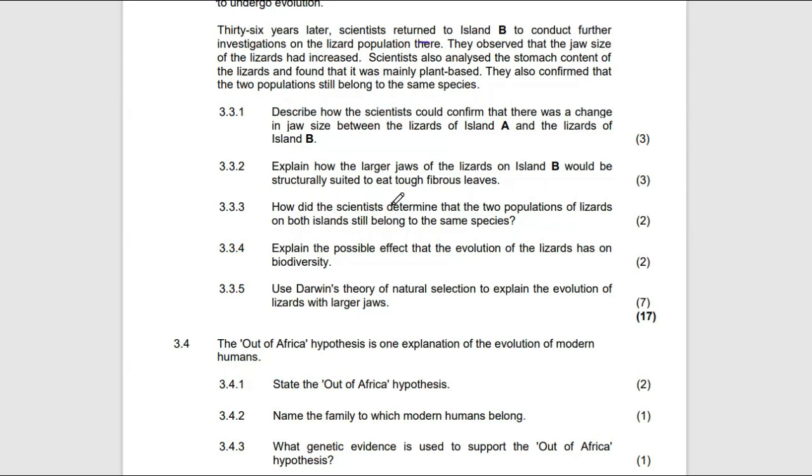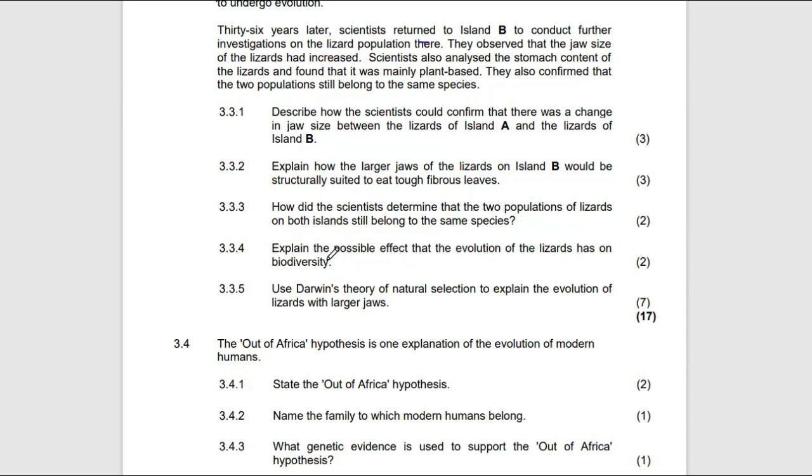How did the scientists determine that the two populations of the lizards, both on island, still belong to the same species? Don't forget that a species is made up of organisms that can interbreed to produce fertile offspring. So if they have the two populations and they allow them to interbreed, and they produce fertile offspring, therefore they can confirm that these are still the same species. But if they cannot interbreed to produce fertile offspring, then automatically they are not the same species. But if they could interbreed and produce fertile offspring, therefore it means that they are still of the same species.